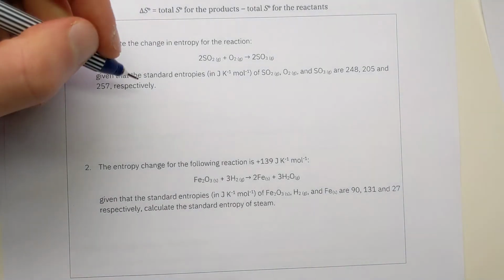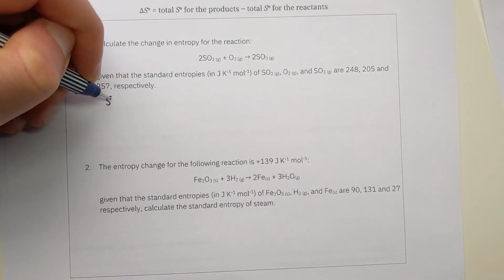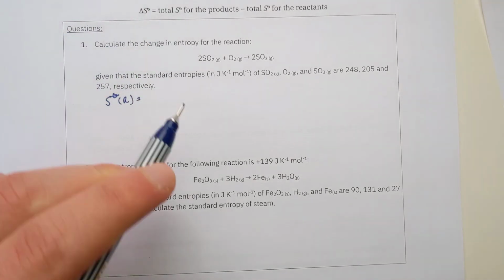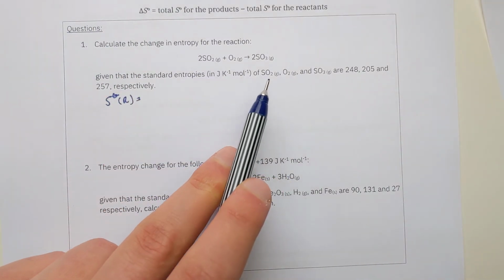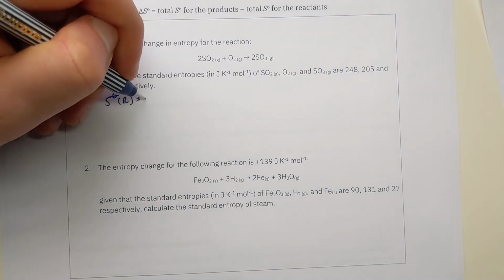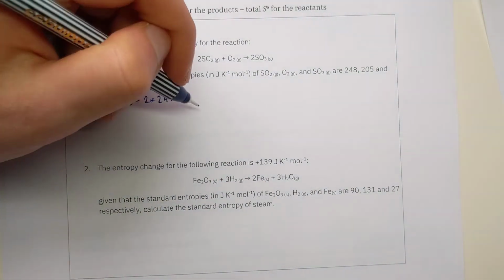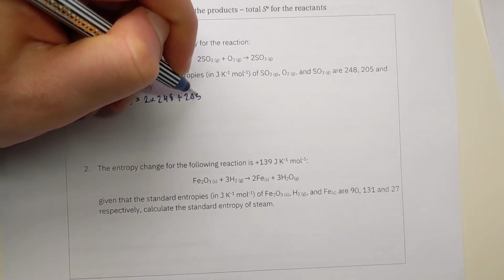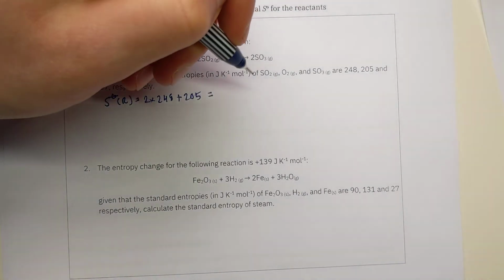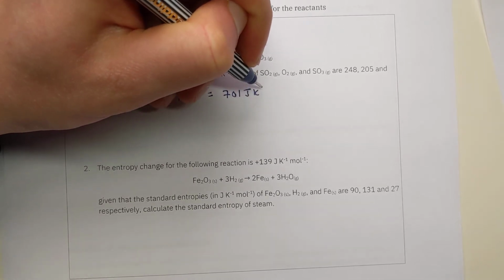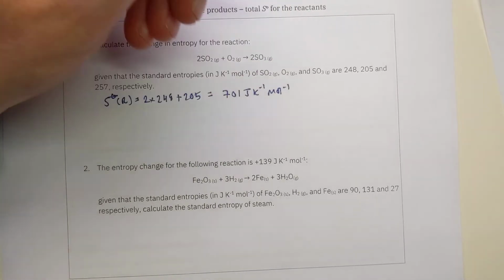So in this first example, let's look at our reactants first. The entropy of our reactants: my reactants are 2 SO2s. The entropy of SO2 is 248, so 2 times 248. And we've got 1 mole of oxygen, so I'm going to add 205 to that. Put that in my calculator, I come out with a value of 701 joules per Kelvin per mole. Should always put units in.